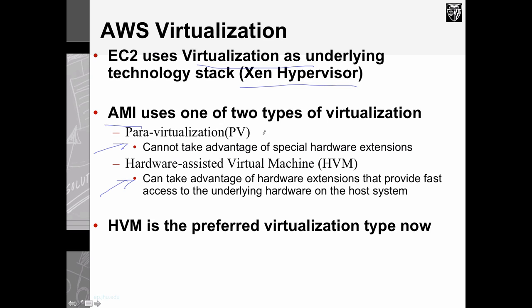So with para-virtualization, the software mimics some of the extensions of virtualization, so it cannot take advantage of the hardware extensions that the chip manufacturer might provide. The HVM, on the other hand, does take advantage of the hardware virtualization. It provides faster access to the underlying memory and hardware on your host. So HVMs are the preferred virtualization in AWS right now.